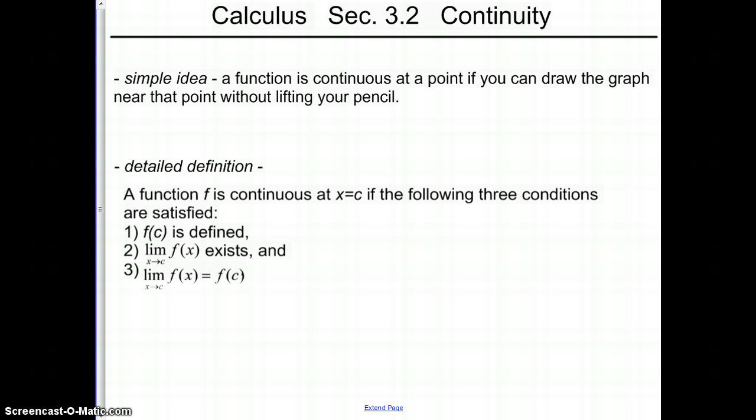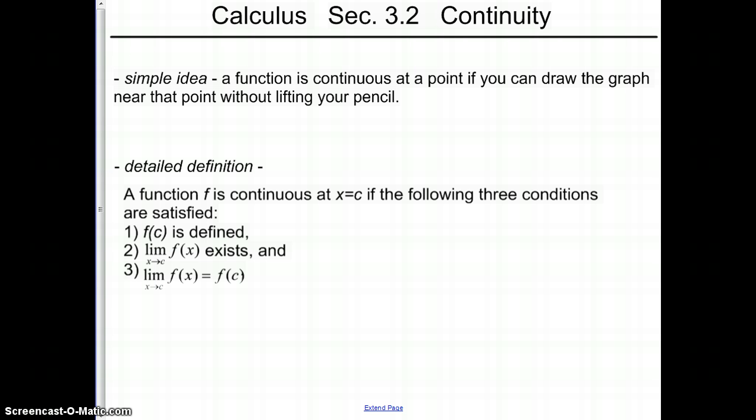For a function to be continuous, the simple idea, as it says, is if you can draw the entire graph without lifting up your pencil, then it's continuous. Now, that's not a very good definition, but that's the concept of it.